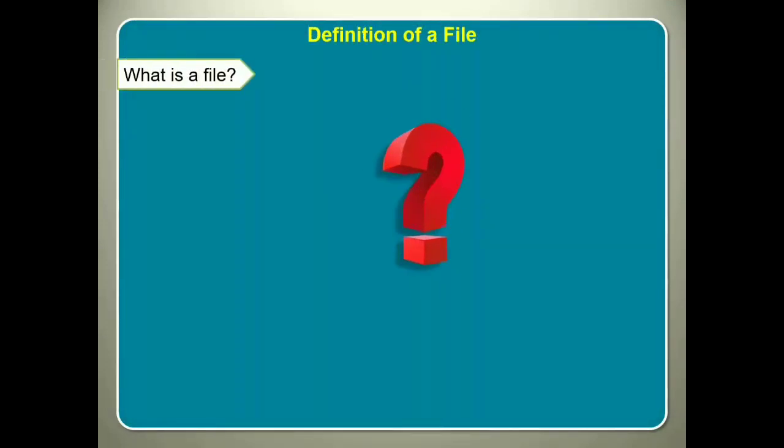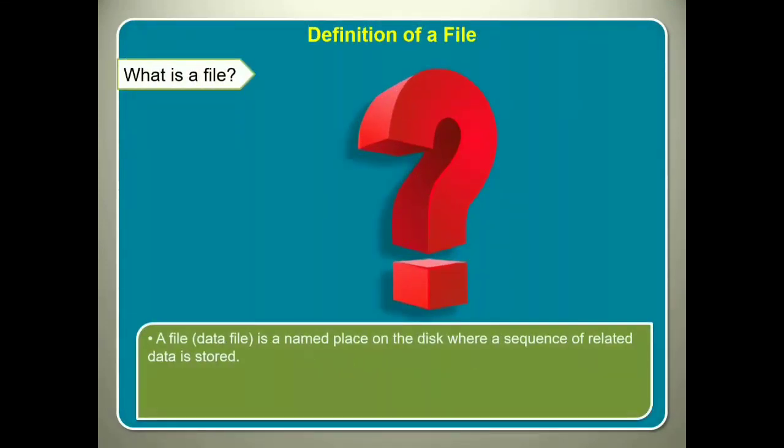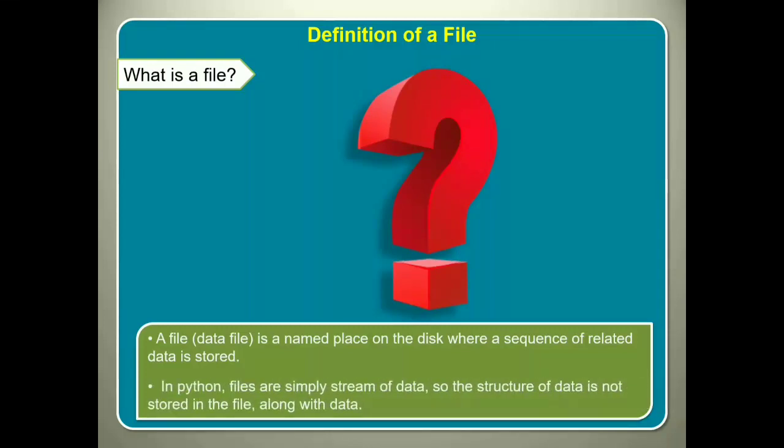So what is a file? A file, that is, a data file, is a named place on the disk where a sequence of related data is stored. In Python, files are simply a stream of data, so the structure of data is not stored in the file along with the data.